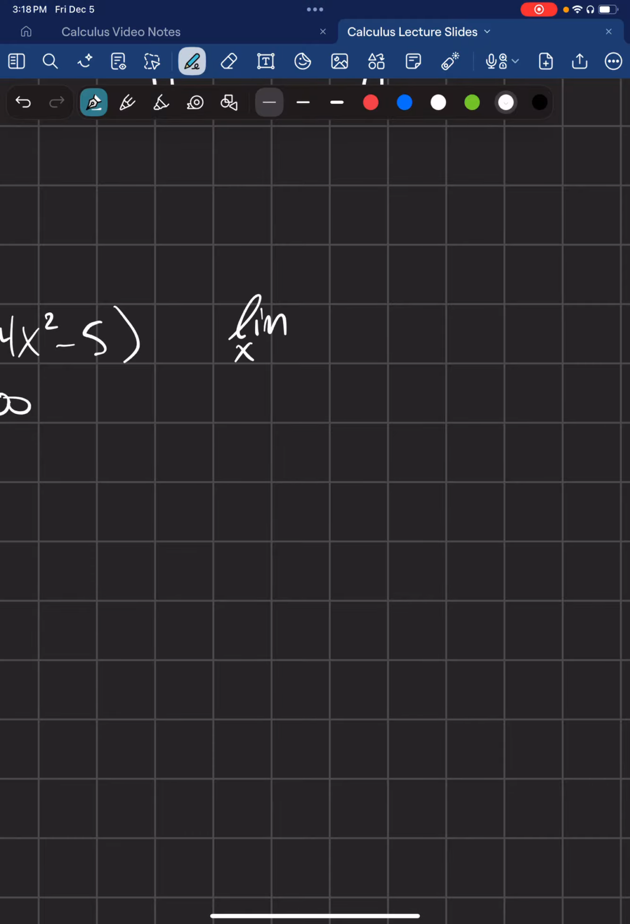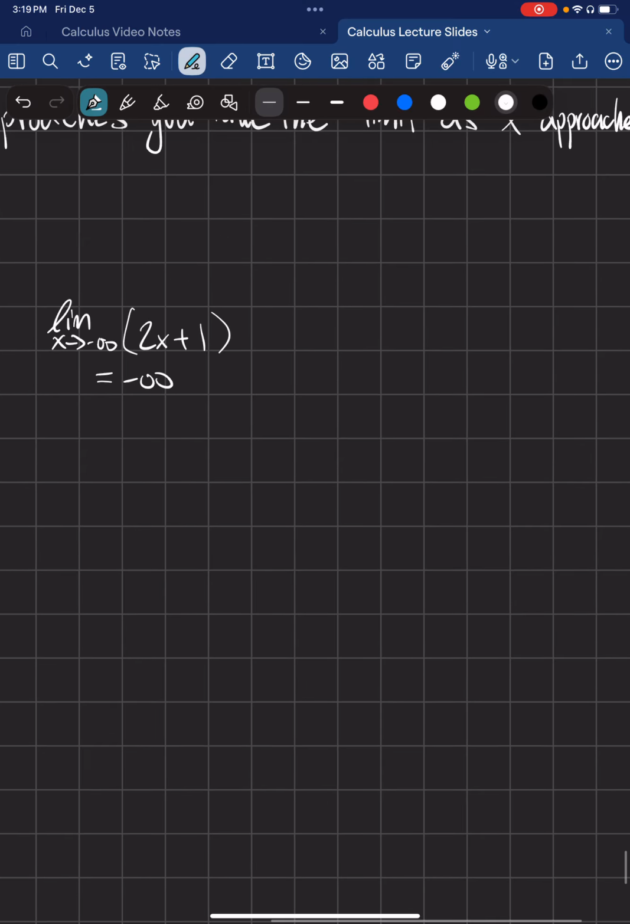Another way to see it: say x approaches negative infinity, with the same original function, 2x plus 1. Our 1 term really doesn't matter here again, and we're plugging a negative number into this 2x. If we plug that in, we're just going to get bigger and bigger negative numbers. So we approach negative infinity.